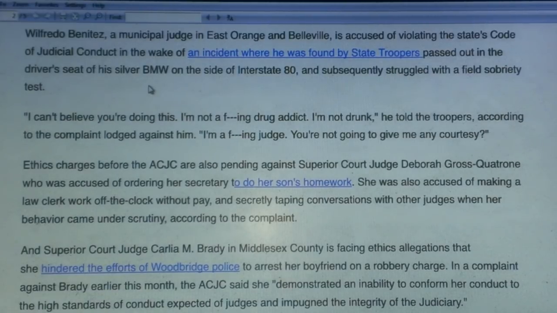Judicial conduct right here. Wow. Can't believe this. Trying to stop a police from arresting her boyfriend for robbery. Ha ha ha. Wow. You can see what they're doing.